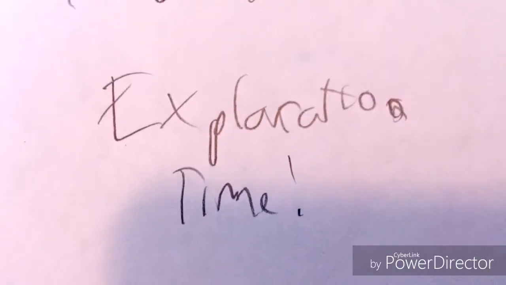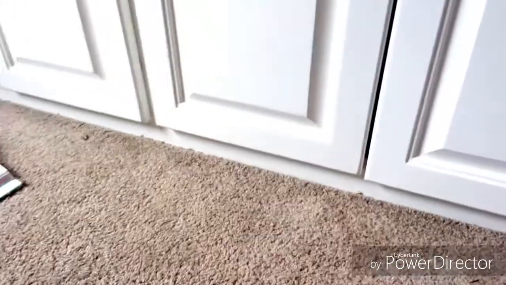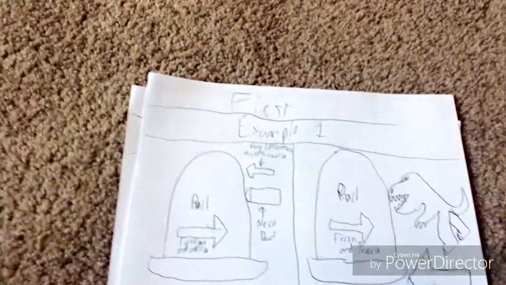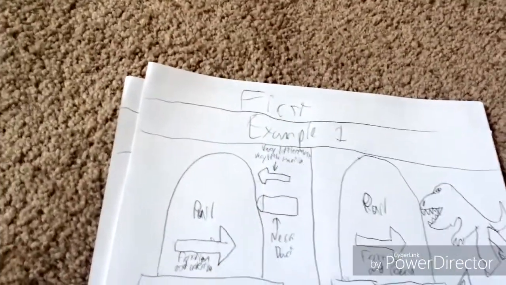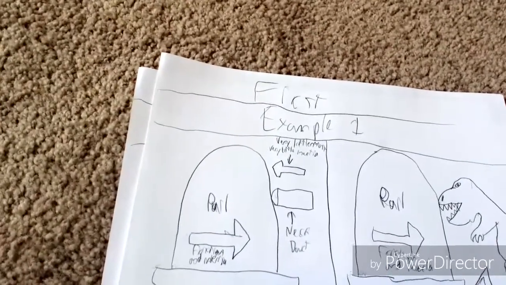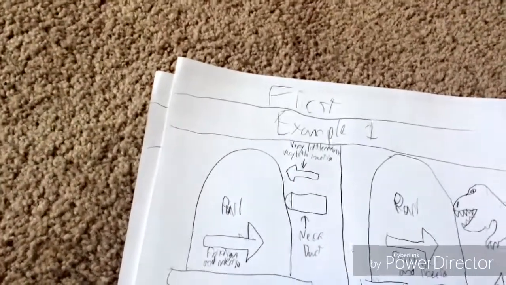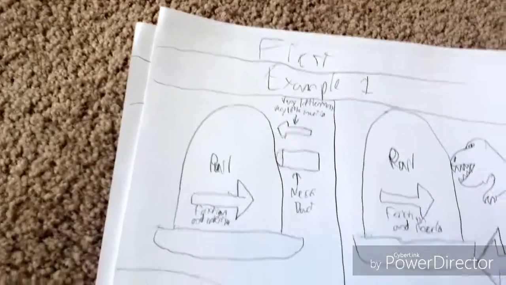It's explanation time. Hello, I will explain to you all of my experiments that I've done. So first, we will start with Newton's first law of motion, which is that any object in motion will stay in motion, and any object at rest will stay at rest unless acted upon by an external force.